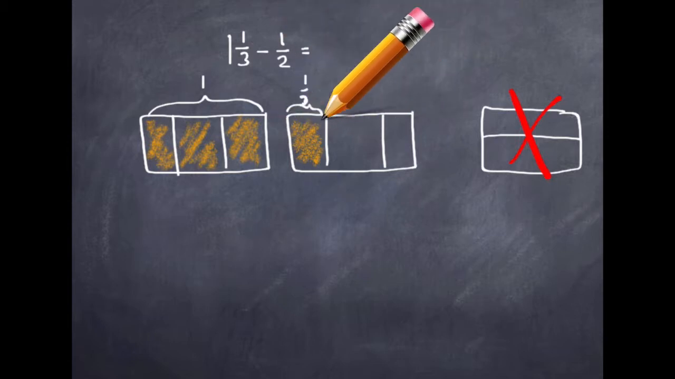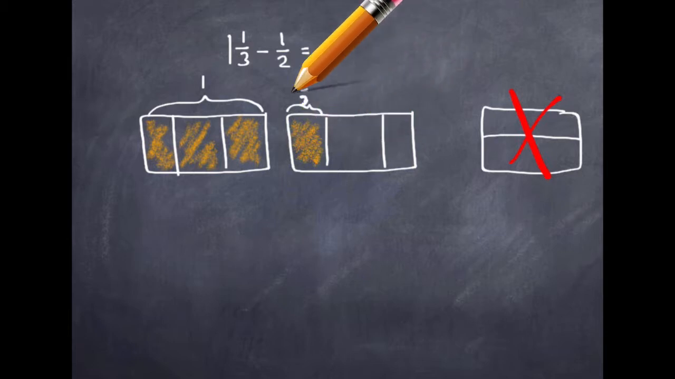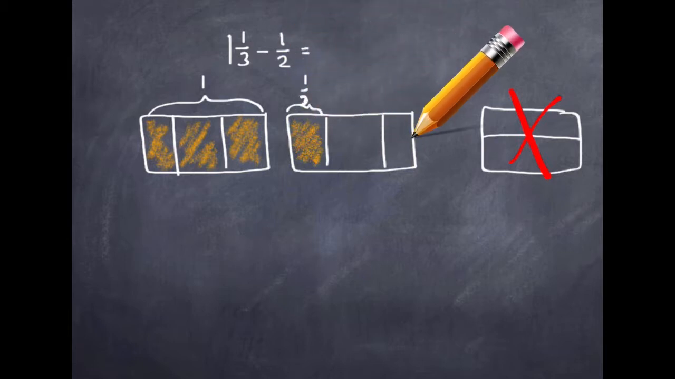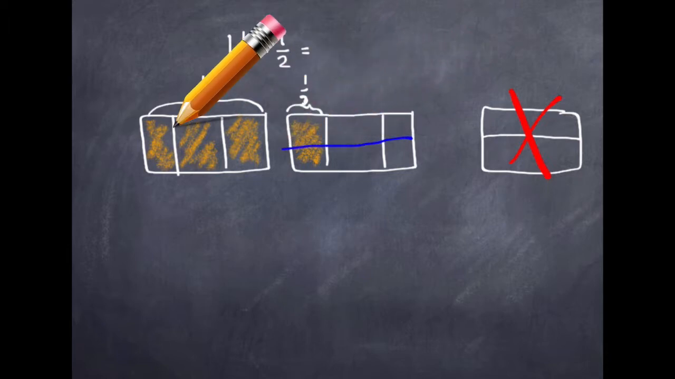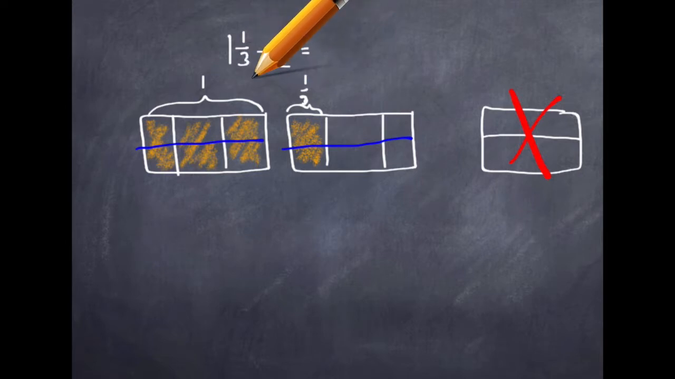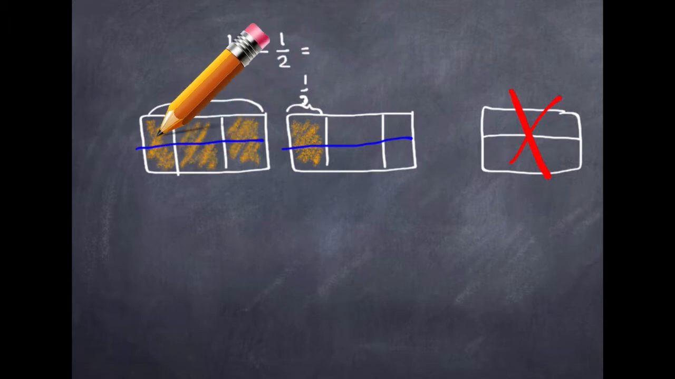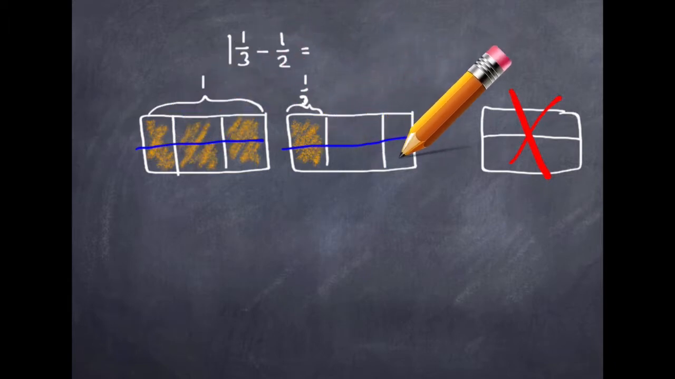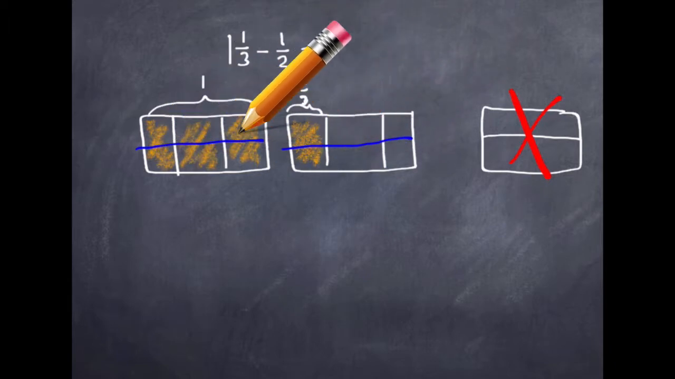What we're going to do instead is draw my other units right over top of what I already have. So that means I'm going to split all of these in half. I'm going to draw a line across here, and a line across here, and there we go. So now my units, instead of being thirds, are going to be sixths, right? 1, 2, 3, 4, 5, 6. 1, 2, 3, 4, 5, 6. These are divided now into sixths.